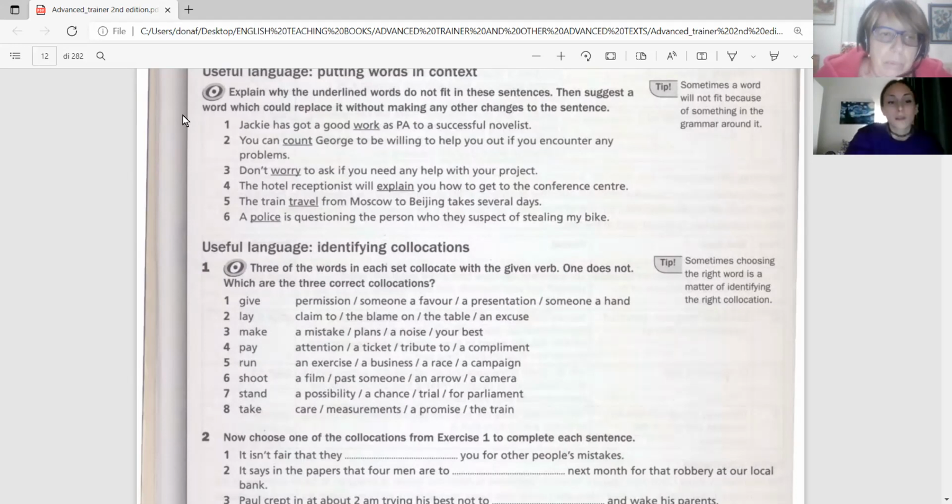Okay. Then you can count George to be willing to help you out if you encounter any problems. Count. What does it mean, this sentence? That George is going to help you if you have any problem. So you can count, but it's not correct. Do you understand the meaning of the sentence?